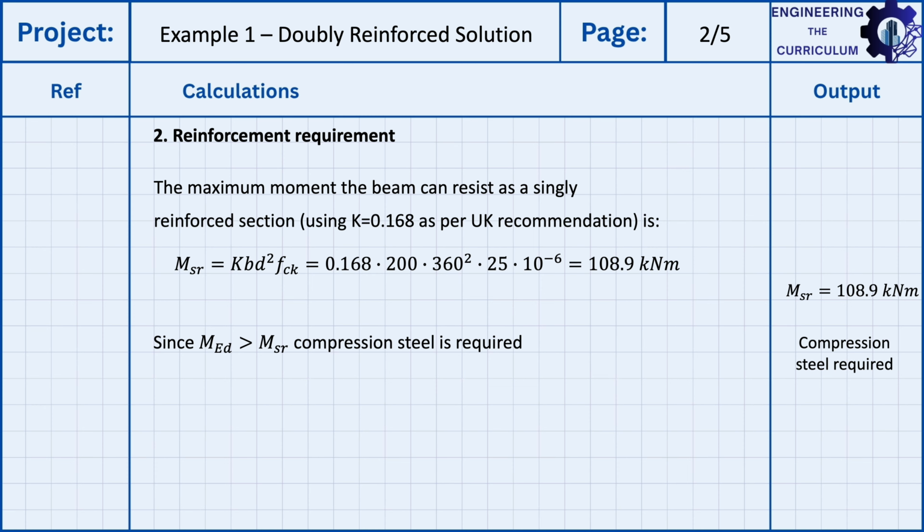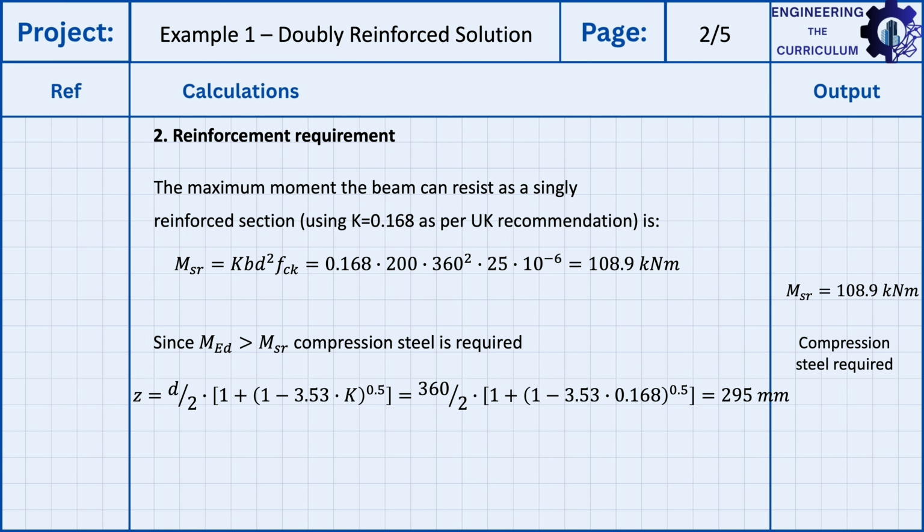Now here we can see that the moment that my section has to carry, so M_Ed, the design moment that we found on the previous slide, is bigger than what the section can carry as a singly reinforced beam. That means I have to bridge that gap with compression steel. I can find z, just like we've done before: d over 2 times 1 plus the square root of 1 minus 3.53k, and that gives me 295 millimeters.